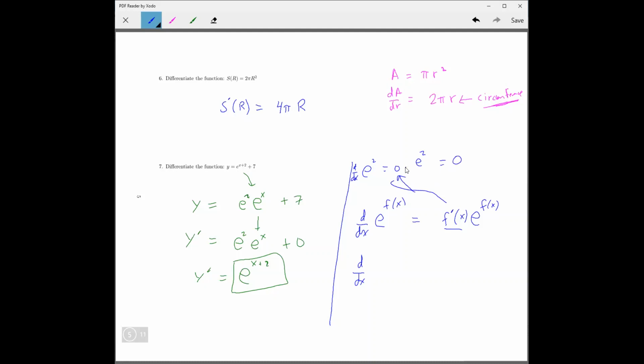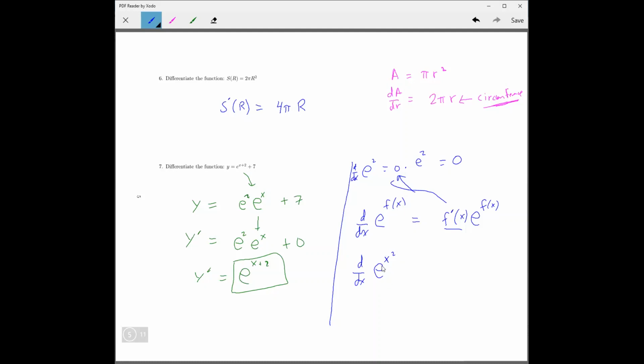Yeah, so that's what I was wondering. If the derivative of e to the 2 is a constant, that's 0, then wouldn't it be 0 times e to the x, which would just then be 0 for y prime? Okay, well the f prime here is 1, because the derivative of x plus 2 is 1 plus 0, so that's just a 1.